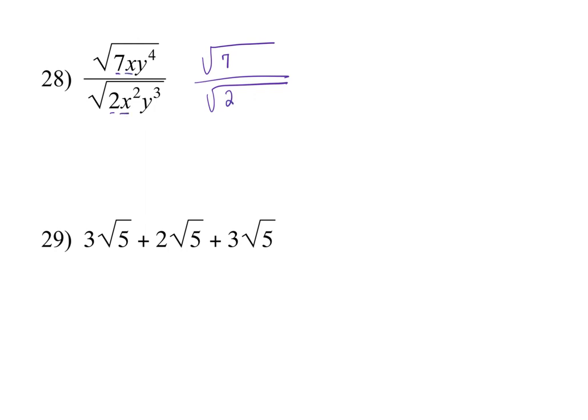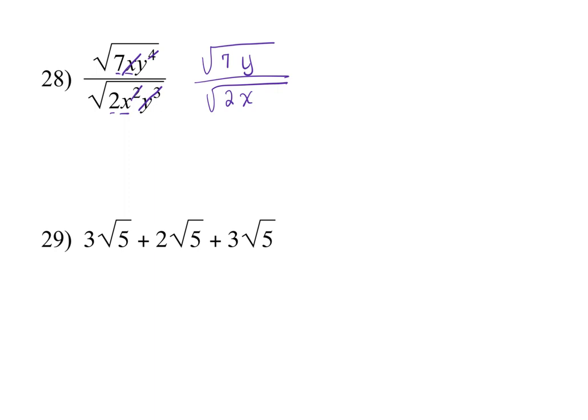X and x squared, I can take out one x out of each of them. So that x will go away. For my y's, I have 3 in the bottom and 4 in the top, so I can take 3 out of each of those. That will take all 3 of those out of the bottom and all but 1 out of the top. And so I have 7y over 2x, and they're both in radicals.